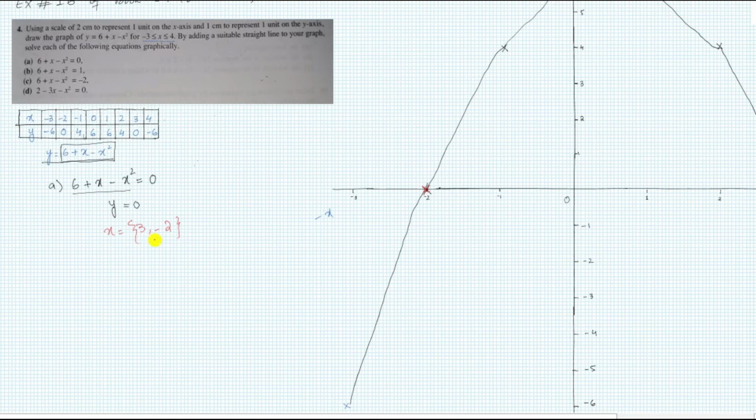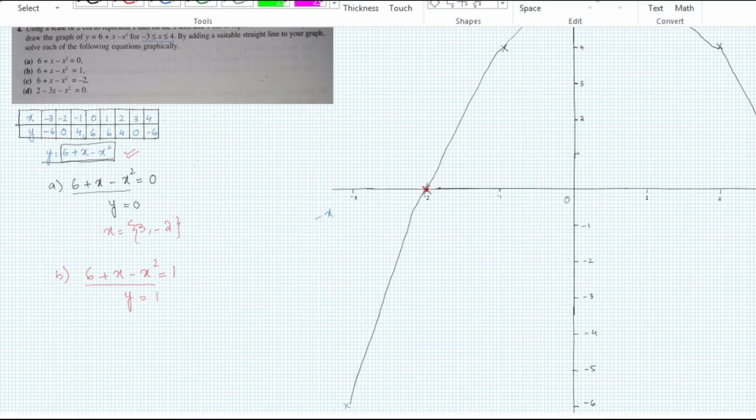Now in part B we have 6 plus x minus x squared is equal to 1. If we compare this left hand side with the given function, again it's equal to y. So y is equal to 1 here. Now we will draw this line on the graph paper, which is y is equal to 1. Let's draw this line.